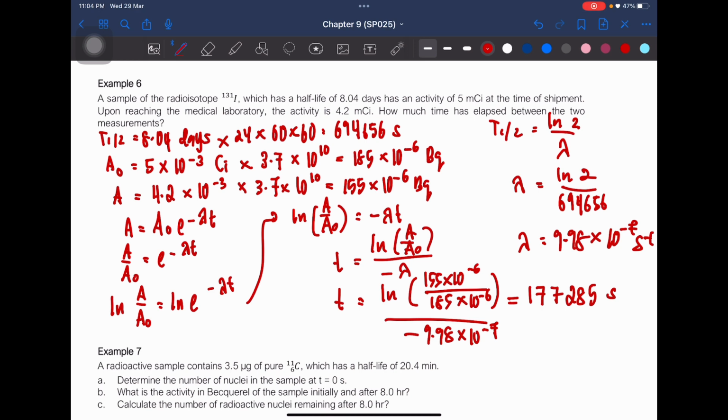Sama juga lah. Okay, so that is example 6.